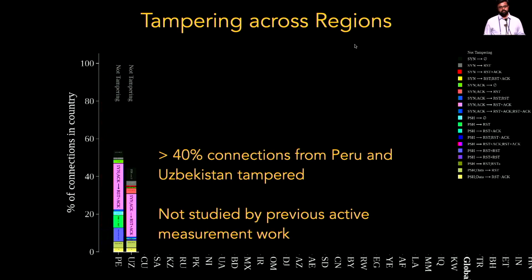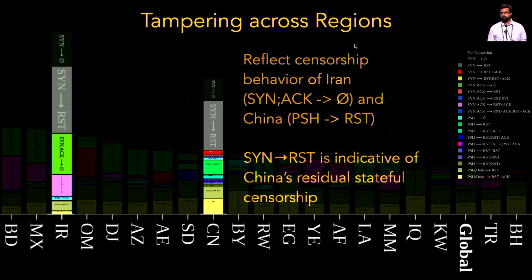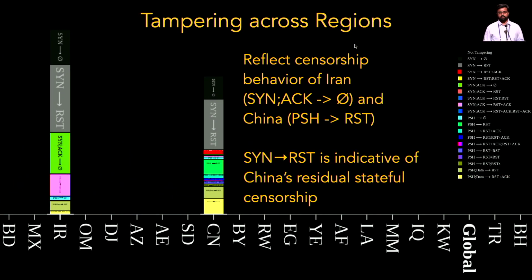We also saw significant levels of tampering in Peru and Uzbekistan, two countries that have not been studied by previous active measurements before. So our passive study shows that it can remove the need to find vantage points in newer countries where it may be hard to obtain. Finally, we were also able to confirm findings from previous work in China and Iran, and we were able to characterize the censorship systems there.